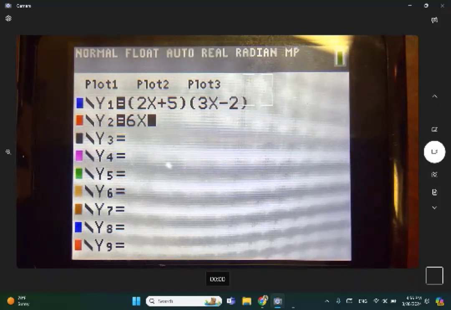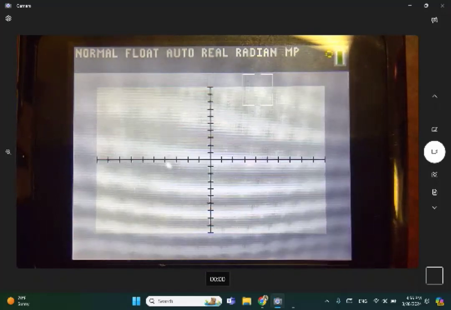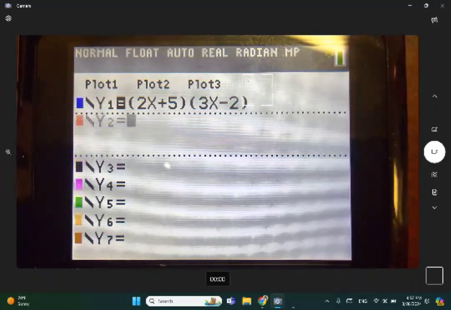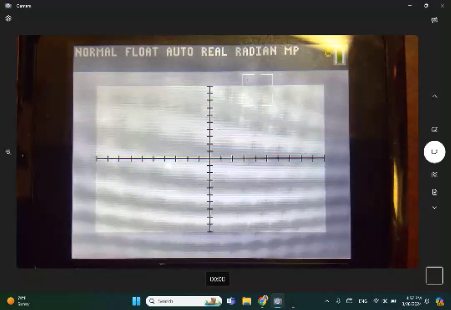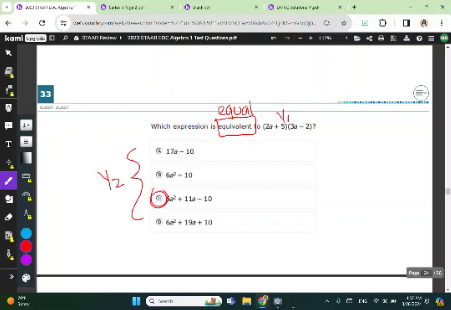Then we have 6x squared minus 10 is answer choice B. There's the question. And there's the answer choice. Notice they don't line up, so they're not equal. 6x squared plus 11x minus 10. That's answer choice C. And there's my answer. One line on top of the other. These two are equivalent right here.